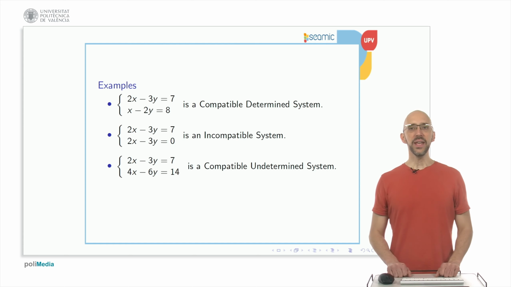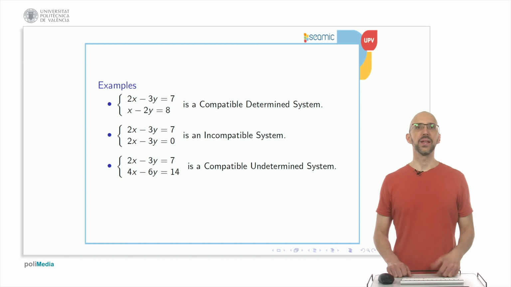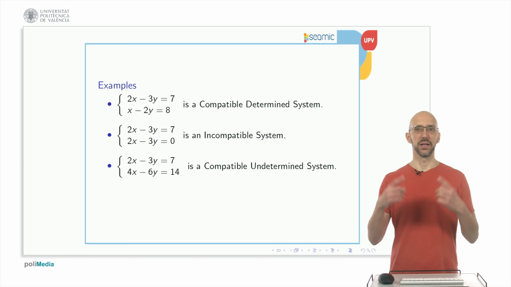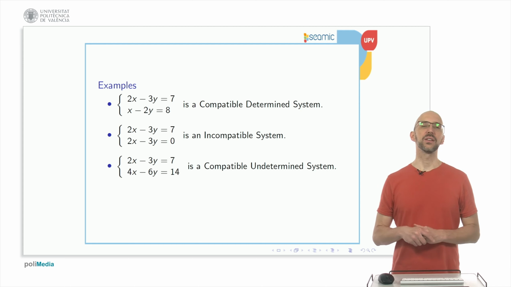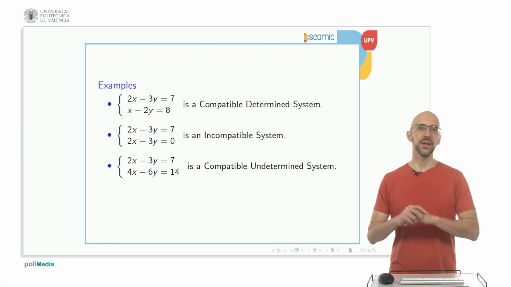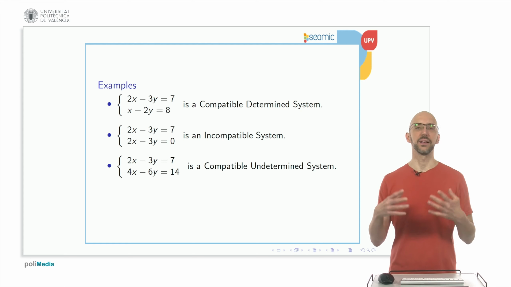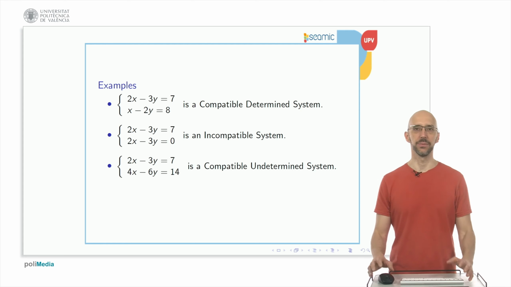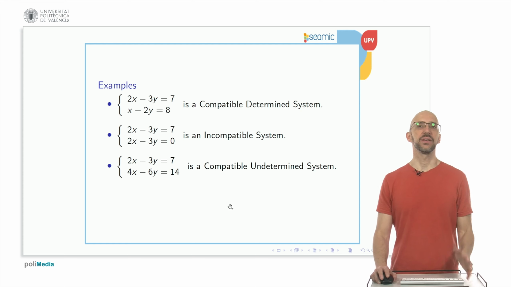Okay, names. If we obtain only one solution, the system is called compatible determinate. It has only one solution. If the system has no solution, we say that it's an incompatible system. And lastly, if the system has infinitely many solutions, then it's a compatible indeterminate system. This is just a classification of the systems in terms of the solutions they have.